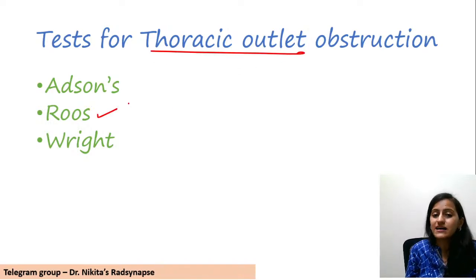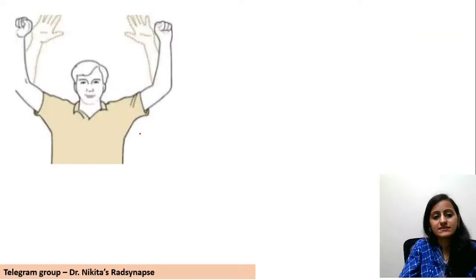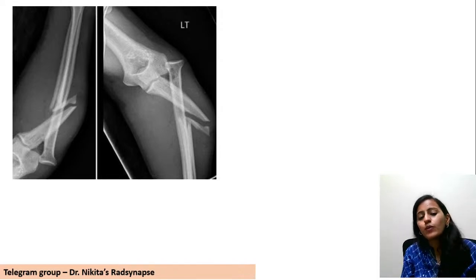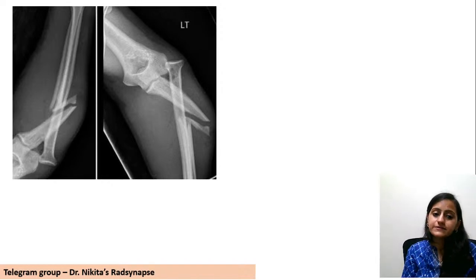You have the Roos test, that is the boot, that is thoracic outlet, Adson's, and the Roos test. This is your Roos test. Tennis elbow, this all we have seen. What fracture is this? What fracture is this here?